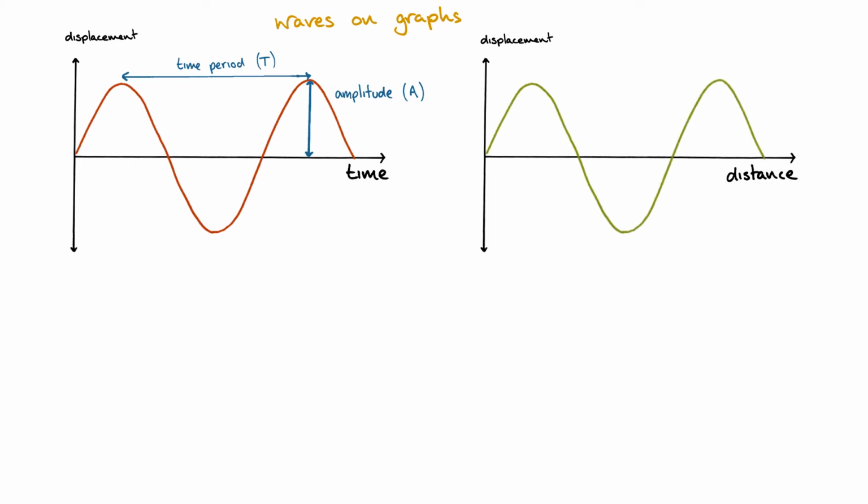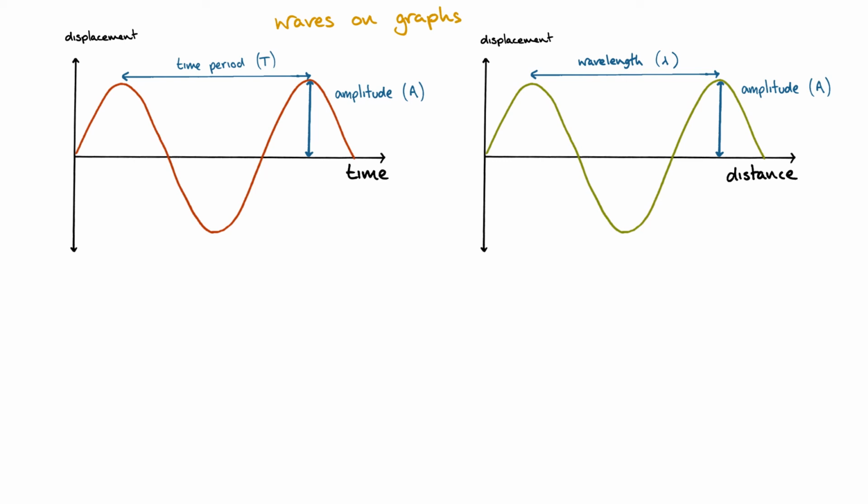On a displacement distance graph, we're seeing how far away any particle is from the equilibrium position along the length of the wave. If we look at a point on one wave to the same point on the next wave, this is known as the wavelength. The amplitude, again shown here, is the maximum displacement from the equilibrium position.